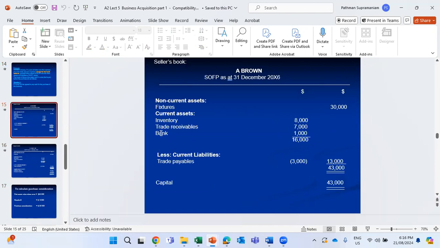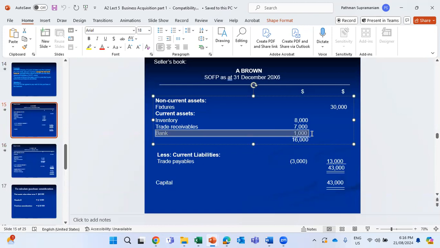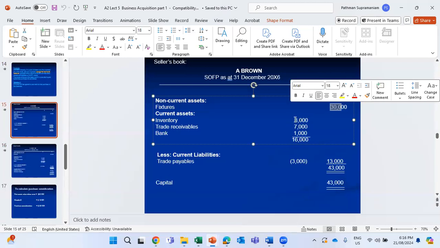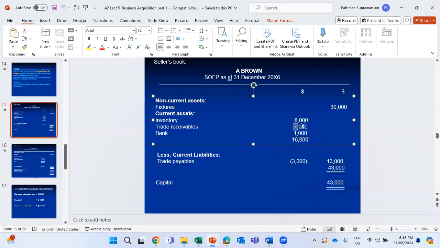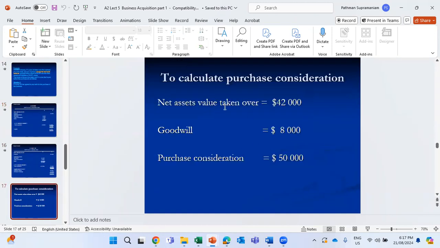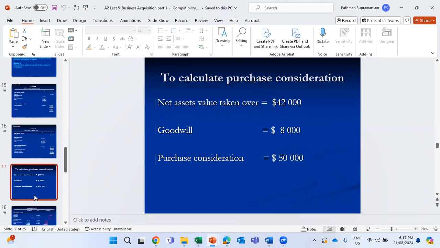Since everything is taken over except the bank, when you add up all the assets, as in 30,000 plus 8,000 plus 7,000 and minus 3,000. Why should I minus? Because net assets means assets minus liability. So you'll get 42,000. That's the fair value of the net assets taken over. And goodwill is given as 8,000. Adding this, the purchase consideration is 50,000. In this situation, the buyer pays the 50,000 entirely in the form of cash.